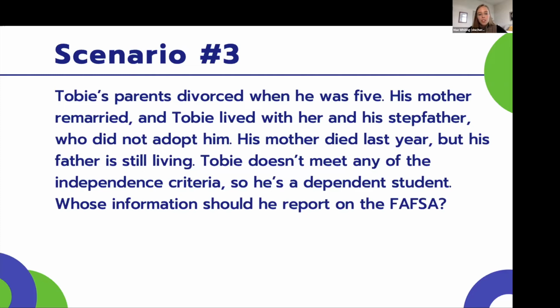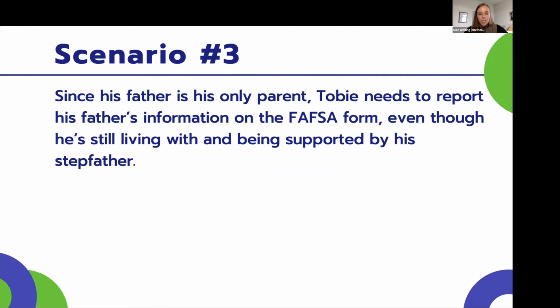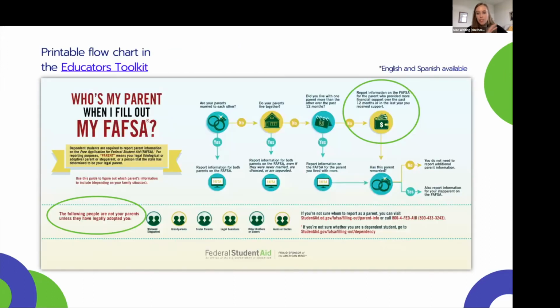So he was living with his mother and his stepfather, but his mother died. And he does not live with his biological father, who's still living. Yeah, this is a little bit of a weird one, but since Toby's biological father is technically his only parent, then Toby needs to report his father's information on the FAFSA, even though Toby is living with and being supported by the stepfather. So I'll show you why this is a bit of a weird one, because it's not quite as straightforward on the flow chart.